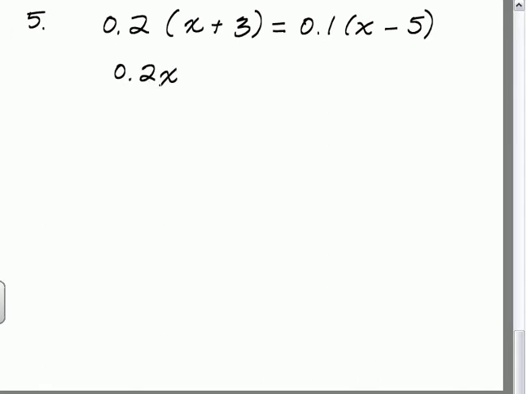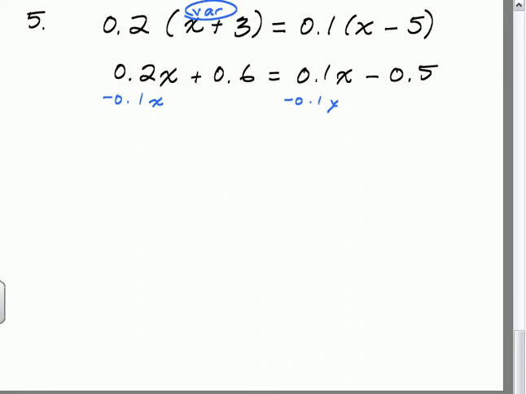0.2 times x is just 0.2x, and 0.2 times 3 is 0.6, and on the right we will have 0.1x minus 0.5. Getting everybody on one side and everybody else on the other side, I'm going to subtract 0.1x. When I do that, I'm indicating that I want to get rid of my variable terms on the right. If I don't want any variable terms on the right, I'm trying to get them over on the left. If I do the same thing over here, okay.